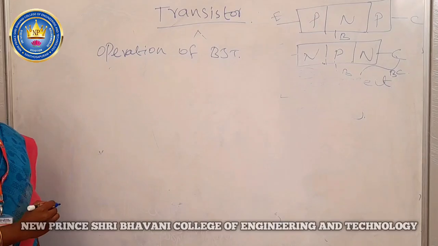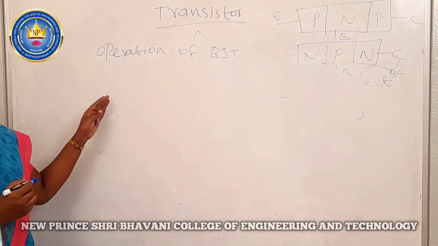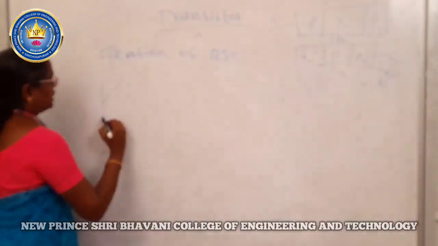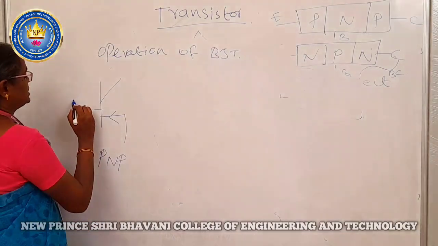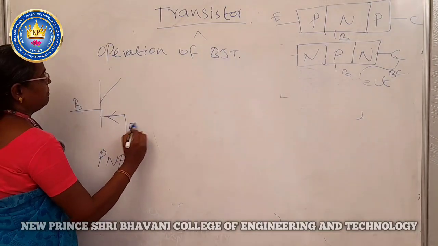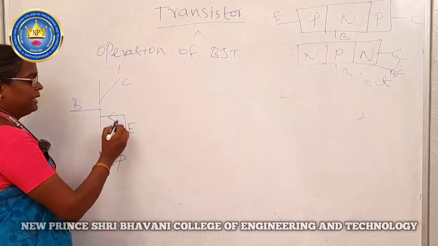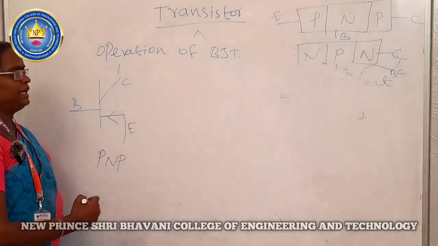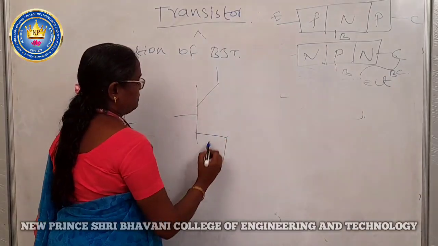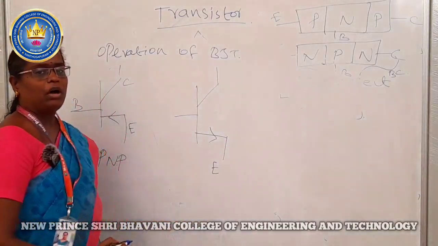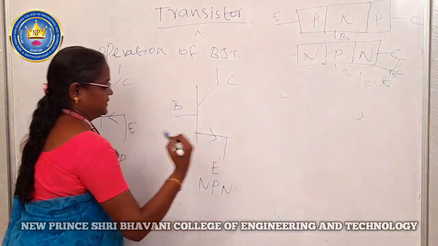First, we discussed the symbol and structure. Symbol wise, it represents the emitter current flow. When the emitter current flows towards the junction, it is called a PNP transistor. This is the base, this one is the emitter and the other terminal is the collector. This is PNP because the emitter current flows towards the junction. And when the emitter current flows away from the junction, it is called an NPN transistor.